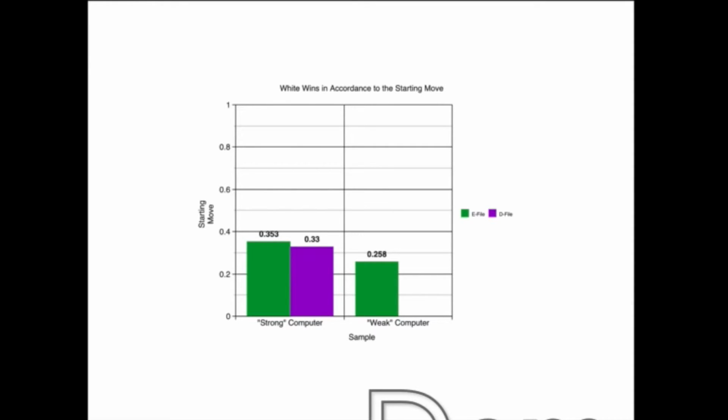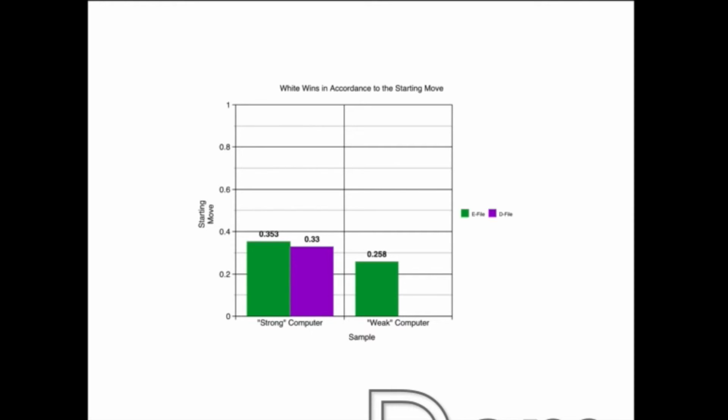labeled white wins in accordance to the starting move. So we have once the strong computer and once the weak computer. The green shows how often white won when it played its first move on the E file and how often it won on the D file. For the E file it was 0.353 and for the D file it was 0.33.